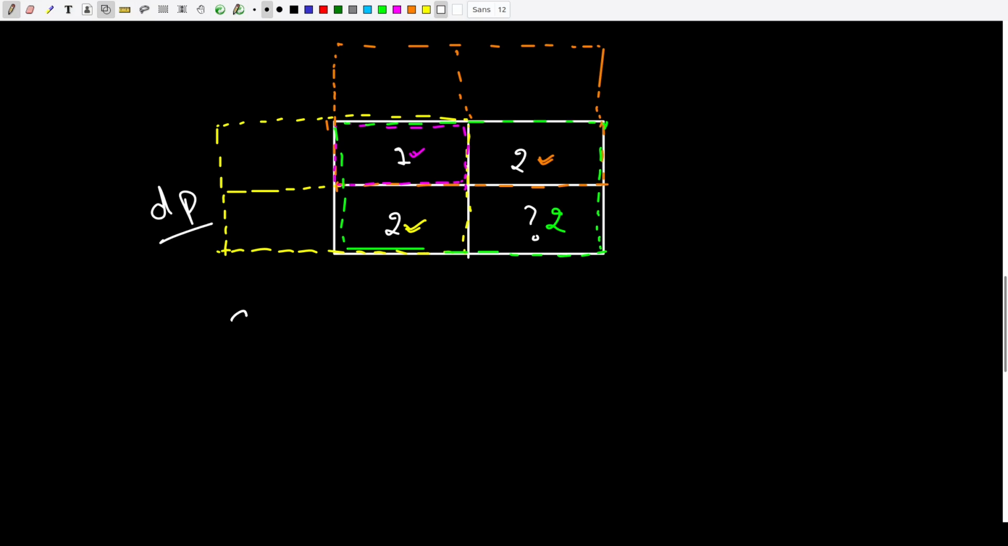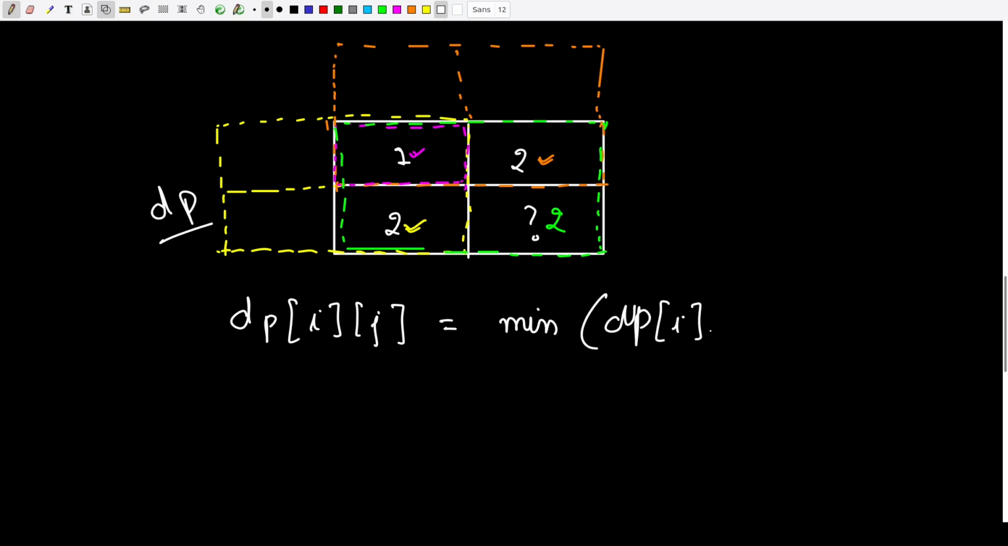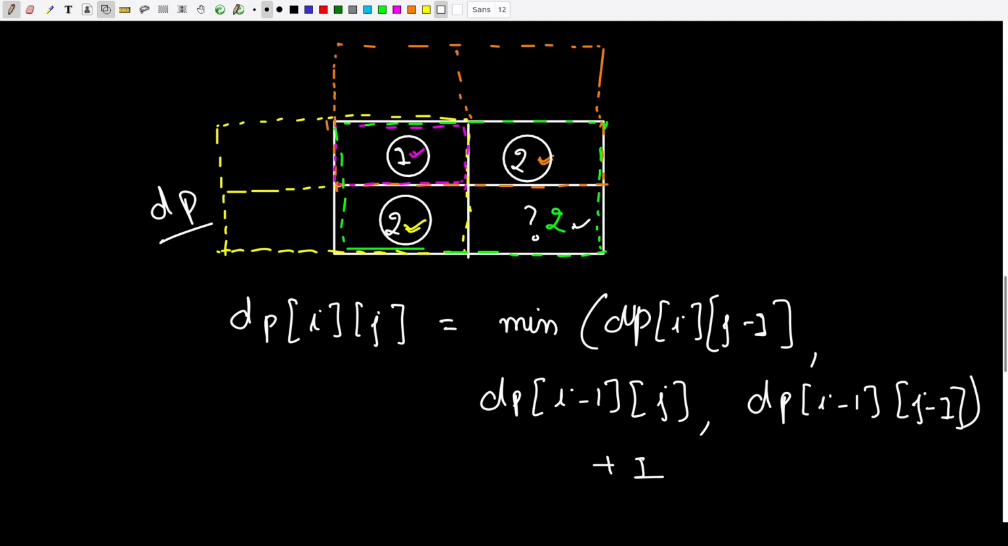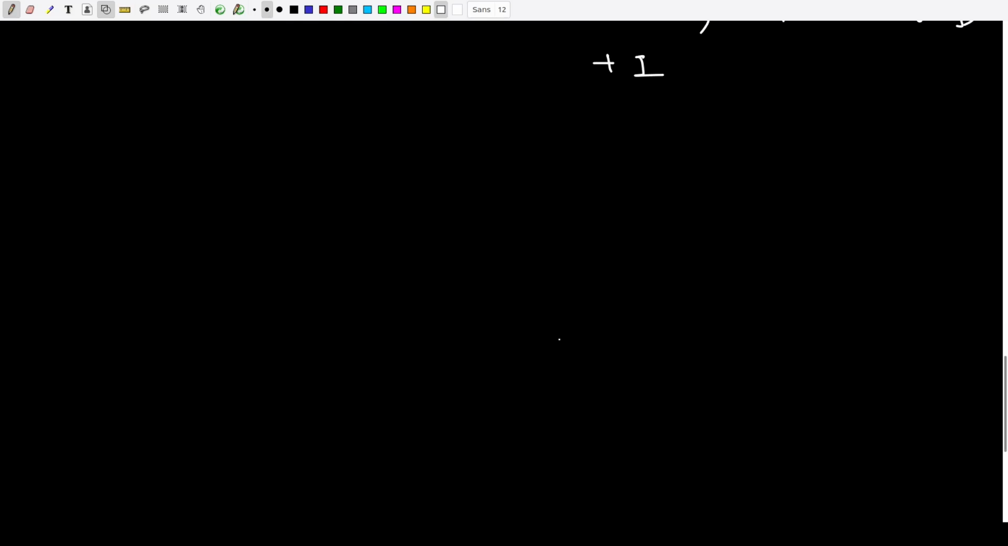So in a way, what I'm trying to say over here is dp of I comma j will be equal to the minimum of dp of I comma j minus 1, so this cell, dp of I minus 1 and j, which is this cell, and dp of I minus 1 and j minus 1, which is this cell. So the minimum of these plus 1. And in this way, we will be able to populate the entry of dp of I comma j. Let us take one more example in order to understand this concept completely.